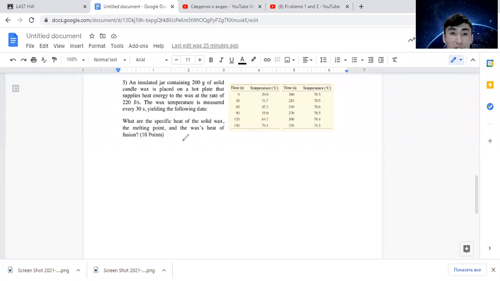So firstly, we need to find the specific heat. Specific heat means this number, right? C. So we know the equation for the heat is equal to C m delta T, right? For solids, increasing or decreasing temperature, the formula of heat is this. So here we can find C equal to Q over m delta T, right? Delta T is the change of temperature, not time.